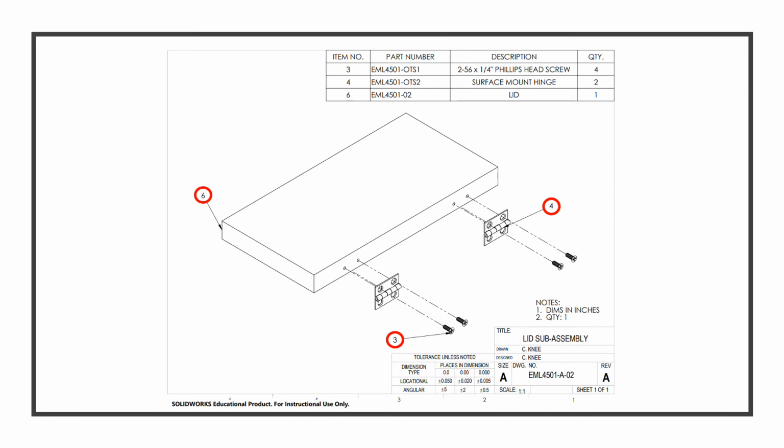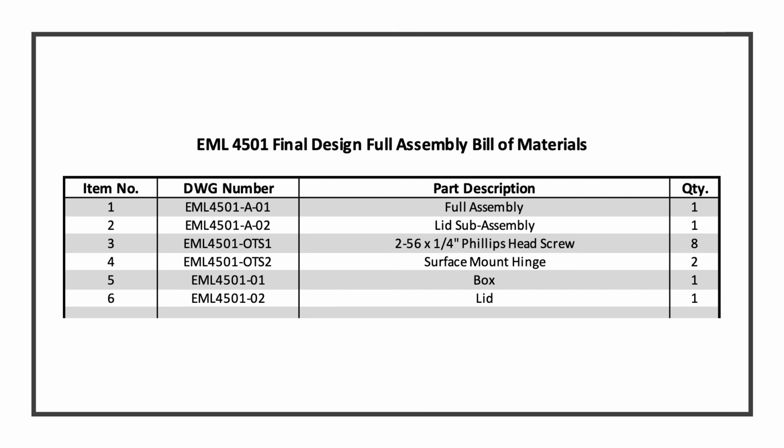Finally, Bubble 6 corresponds to drawing EML 4501-02, which is a lid. This assembly requires 1 of this part. If I was submitting those assembly drawings as part of a project, this is what my full assembly BOM would look like. Remember, the quantity shown in the full assembly BOM should relay how many units are needed for the entire assembly to be complete.